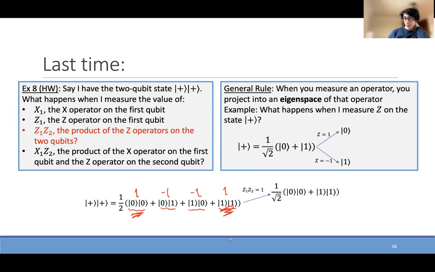This is the fundamental rule of quantum mechanics. You measure it and you project into the state with that value. So now we have 1/√2, 0, 0 plus 1, 1, because those are the only two states that have Z1, Z2 equals 1. And then if we measure -1, we end up in the states with the value -1.